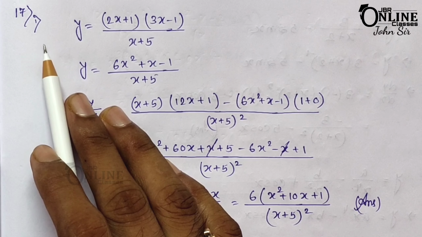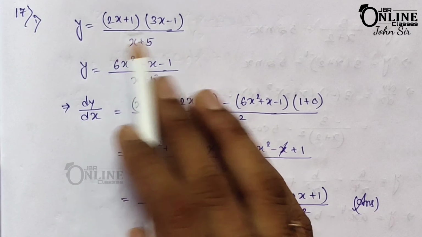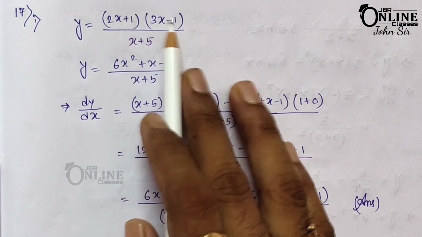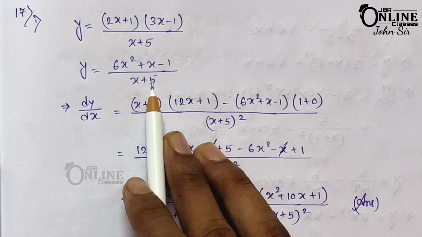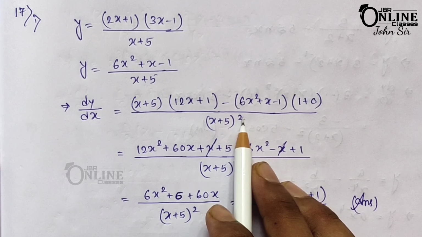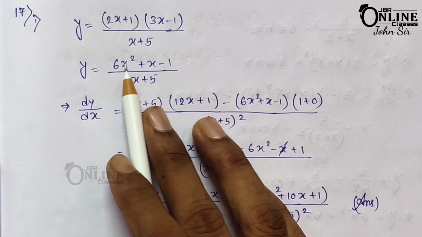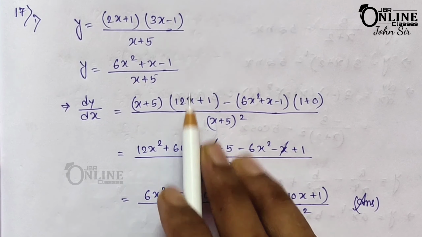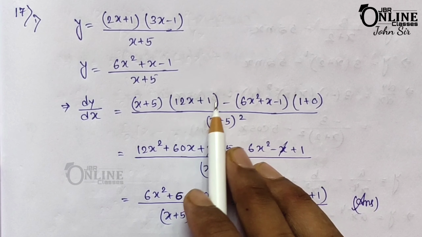Now sum number 17. Here the given function is 2x plus 1 into 3x minus 1 by x plus 5. So first you have to multiply these two functions, and it will be 6x square plus x minus 1 divided by x plus 5. Now you can apply here u by v formula. So it will be x plus 5 whole square, you know that, then x plus 5 and the derivative of this one, the upper one. Okay, so here x square means 2x, so 2x into 6 it becomes 12x. Derivative of x equal to plus 1 and minus 1 equal to 0, so no need to write down this one.